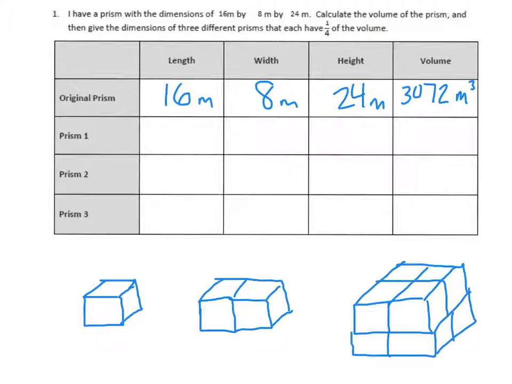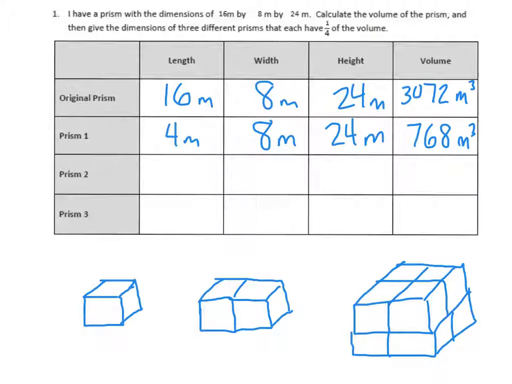So like I said, I can get something that's 1/4 of it if I only mess with one dimension. Luckily, all our dimensions are nice multiples of 4, so I can cut the original length into 1/4, and I get 4 meters, and I leave the other two alone. They stay the same. And that'll give me a volume of 768 cubic meters. I get that number whether I divide the original volume by 4, take 1/4 of it, or if I just multiply my 3 new dimensions.